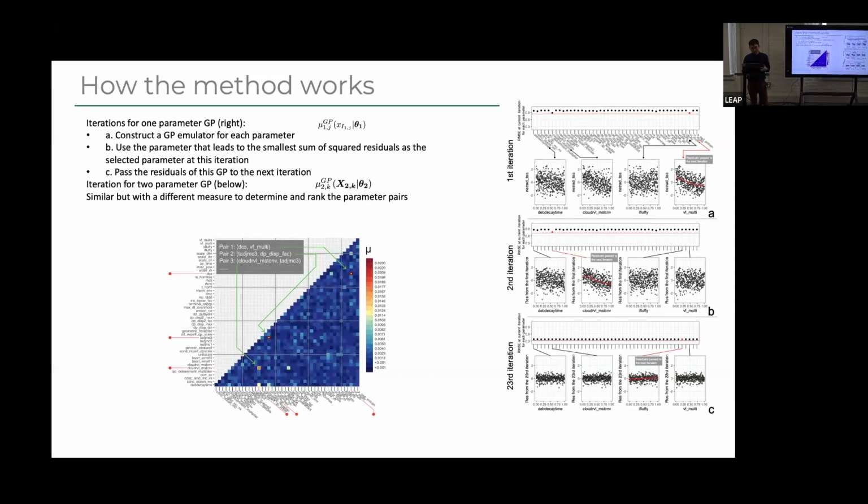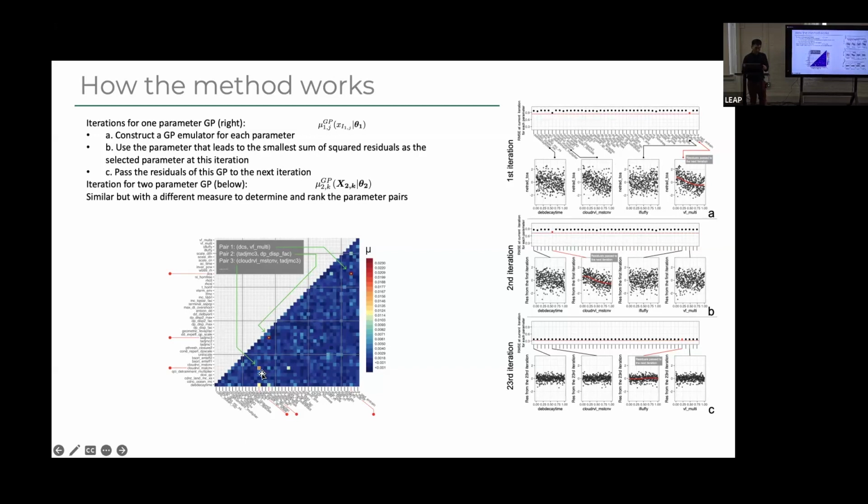After these are done for the one parameter processes, we move on to the two, like parameter pairs. It's exactly the same way, except that we're using a different measure. This measure shows the additional benefit of emulating the residuals from the previous iteration jointly compared to emulating them independently. Here the grid plot is an example.